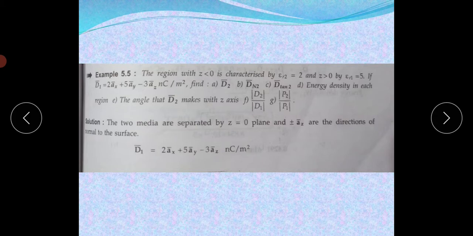So P2 by P1 means the polarization. We know the relation between the polarization and electric flux density. So by using that relation we can find this P2 by P1 also.